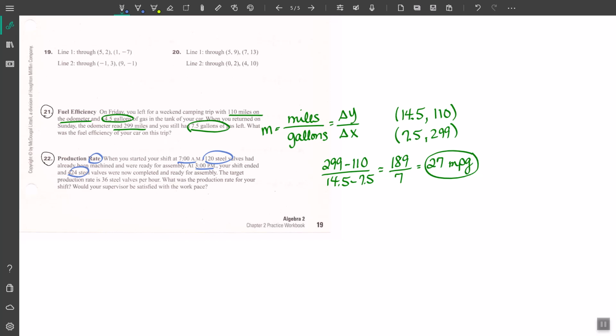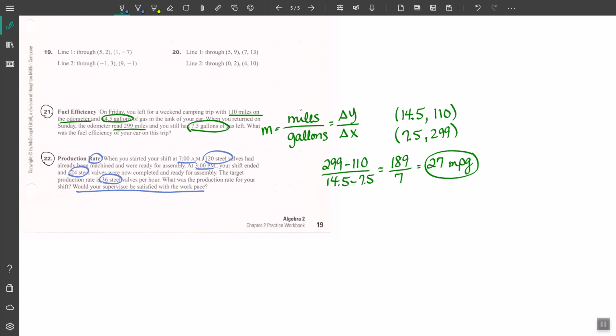The target production rate is 36 steel valves per hour. What was the production rate for your shift? Would your supervisor be satisfied with the work pace? So this last question right here, we need to wait on until we have calculated our production rate. The 36 steel valves per hour is our goal, but we can't use either of those things until we've actually gone ahead and solved for the production rate.